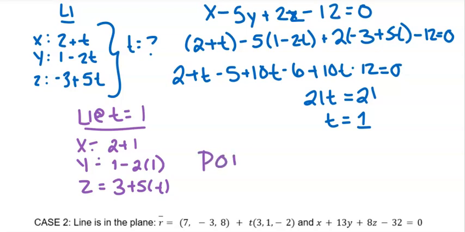Now I know that my point of intersection is happening at 3, negative 1, and oh, sorry, this needed a negative sign. What's that? Not 8, 2.